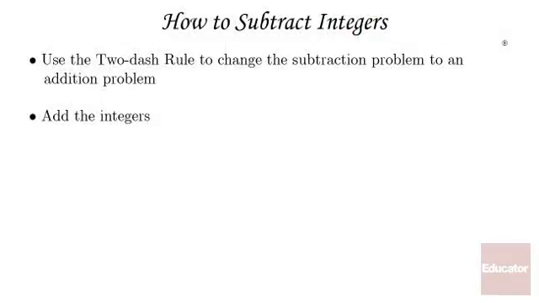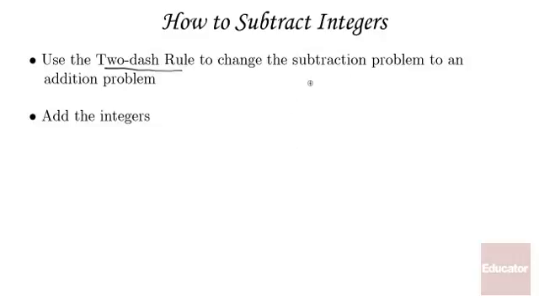So, to subtract the integers, the previous lesson was on adding integers. So what we're going to do first, in order to subtract integers, is use a 2-dash rule to change the subtraction problem to an addition problem, because adding integers is always a lot easier than subtracting integers. And what that is, in order to change the minus sign to a plus sign, you're going to add a dash to it.